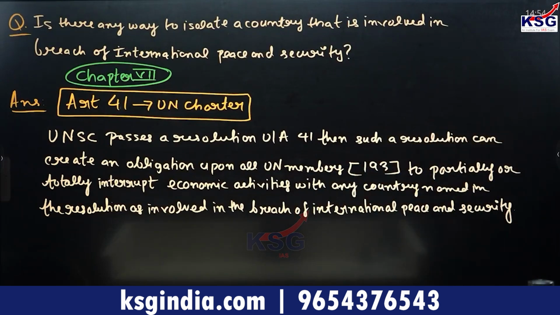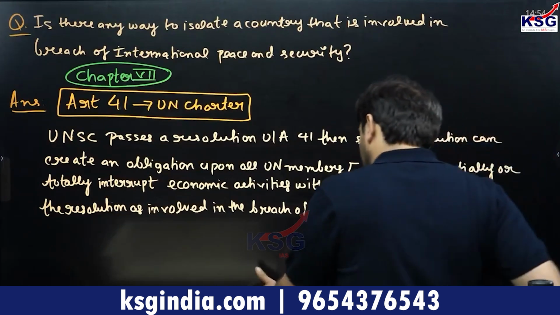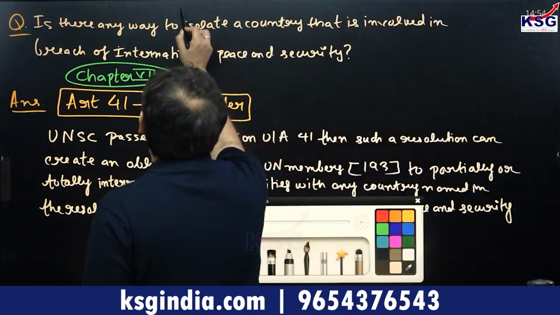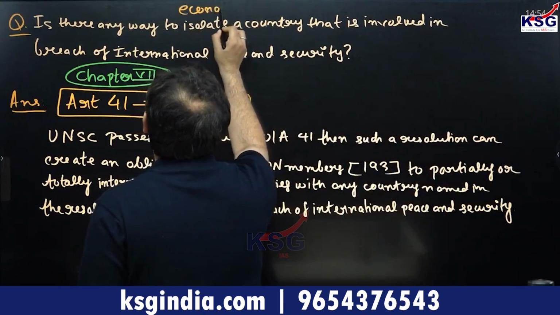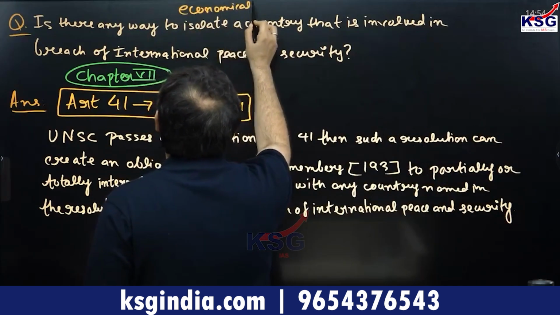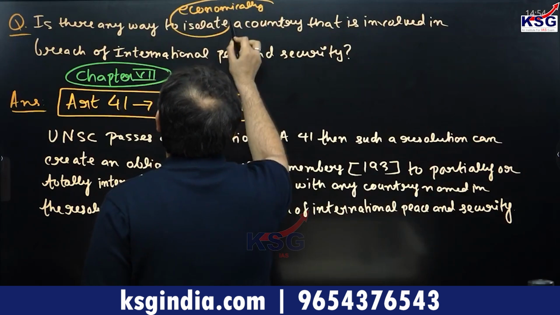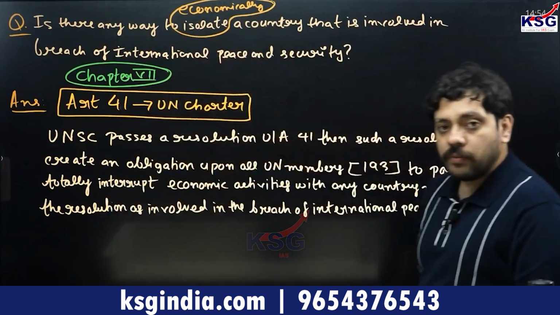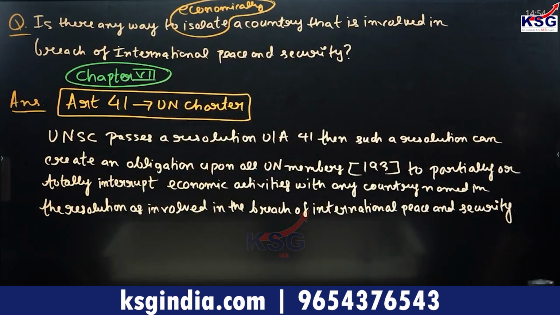Please take a look at this very clearly and note it down if possible. We are asking a very simple question. Is there any way to isolate a country that is involved in breach of international peace and security? Which means by isolation, I mean economic isolation. Kind of an economic boycott of that country can happen. Is there any way to economically isolate a country which is involved in the breach of international peace and security?